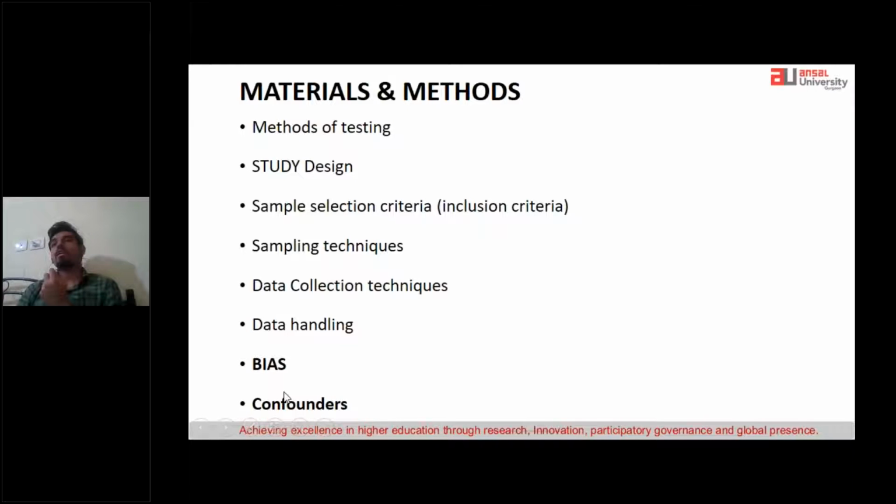Confounders are another kind of error which can happen during your research. These bias and confounders can be anywhere, right from your literature review till your report writing. Anywhere this can happen. So it is very, very important for all of us to understand what these bias and confounders are. I will also give you a brief on the study design a little bit, and some sampling techniques also. Let's see what all we have.